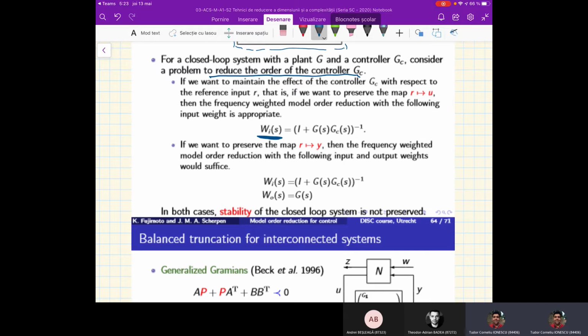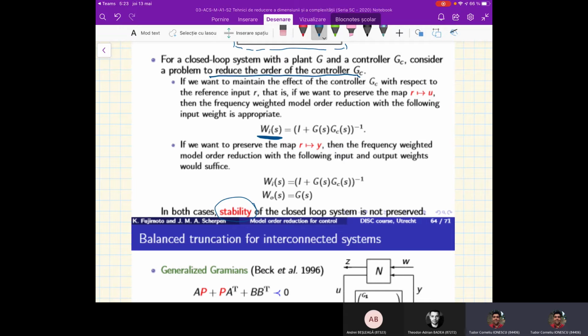But if you want to preserve the input output map, then you need to use input and output weighting of this form. You can do model reduction. You reduce the controller. However, the stability of the closed loop system is not preserved this time. You see?